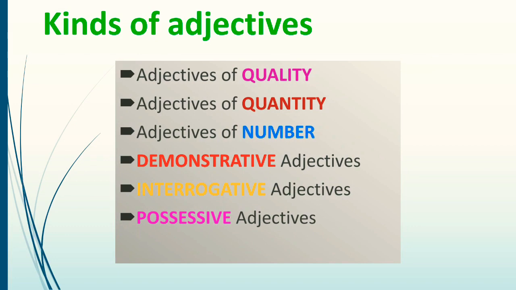Kinds of adjectives. There are several kinds of adjectives: adjectives of quality, adjectives of quantity, adjectives of number, demonstrative adjectives, interrogative adjectives, and possessive adjectives.